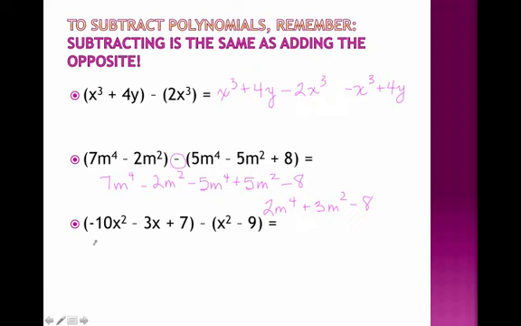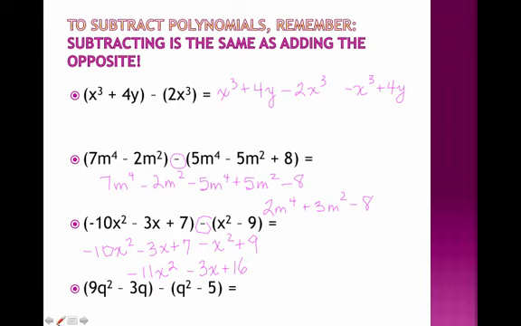And finally, writing this out, negative 10x squared minus x squared, minus times a minus is plus 9. So combining like terms, I have negative 11x squared minus 3x plus 16. And finally, my last one, 9q squared minus 3q minus q squared and plus 5. So that's going to be 8q squared minus 3q plus 5. And there's my final answer.